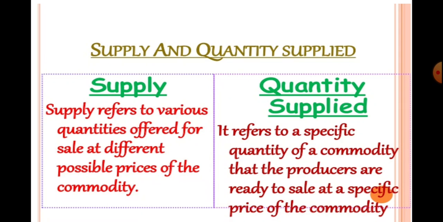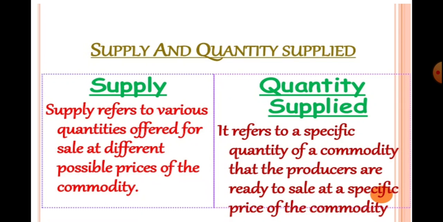So, what is supply? Supply is a wider concept and it shows various quantities of a commodity offered for sale corresponding to different possible price levels. On the other hand, quantity supplied refers to a specific quantity of a commodity that the producers are ready to sell at a specific price level of the commodity.